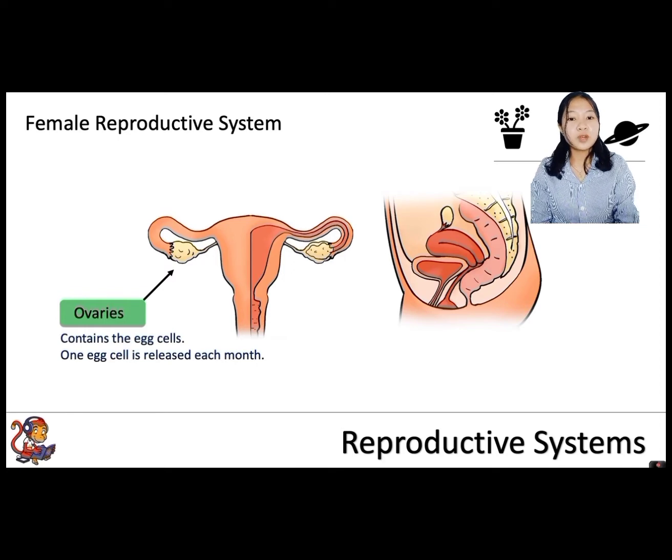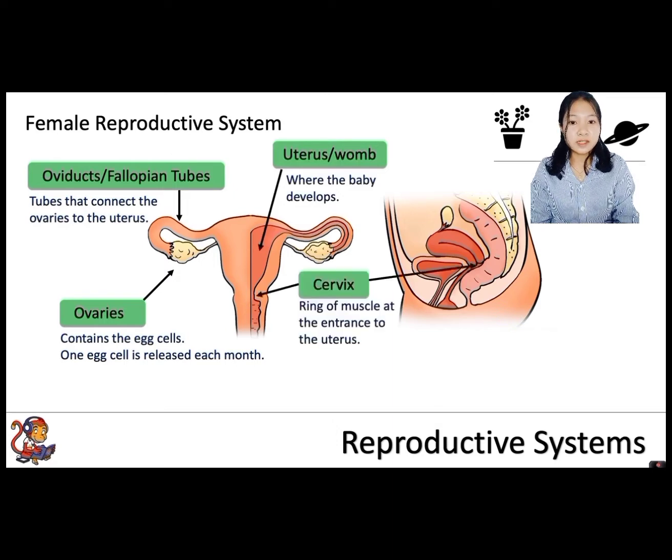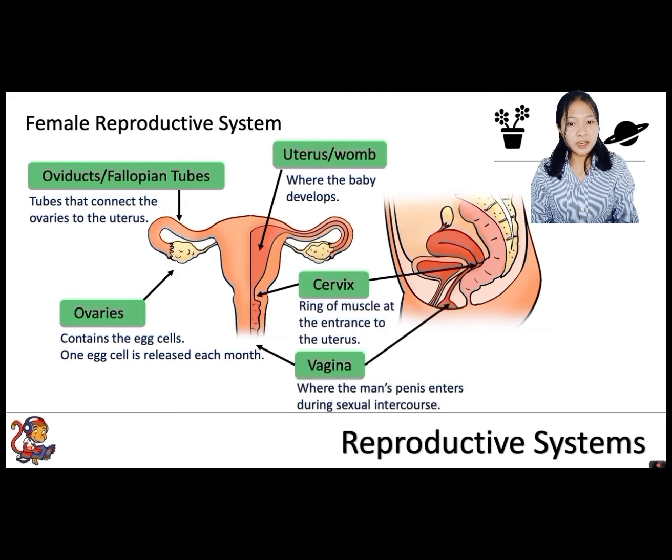The eggs will then travel in the oviducts, or the fallopian tubes. These are tubes that connect the ovaries to the uterus. Half of the diagram shows the uterus, or the womb, where the baby develops. At the end of the uterus is the cervix. It is the ring of muscle at the entrance to the uterus. Further down is the vagina, where the man's penis enters during sexual intercourse.